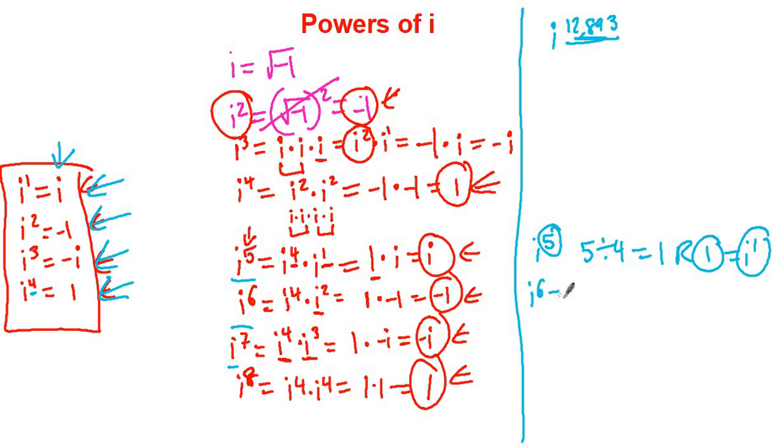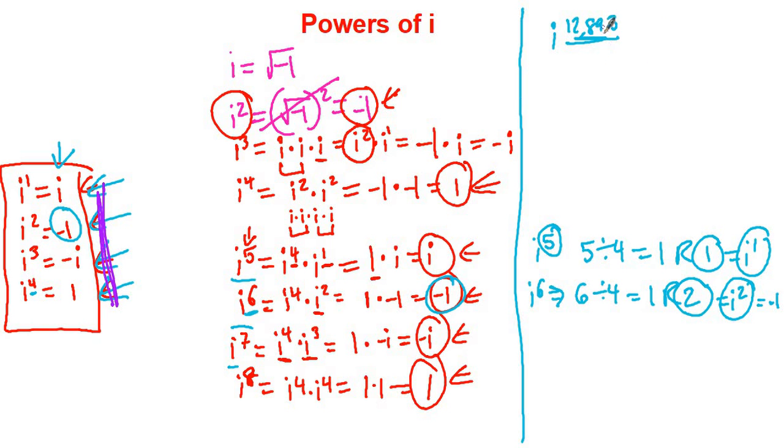Let's try that with 6. If we take 6 and divide it by 4, 4 goes into 6 once, and it leaves us a remainder of 2. So i to the 6 is equal to i to the 2, which is -1. Okay, we have that right here, and we came up with that using the pattern. So the idea is take the exponent, divide it by 4, and whatever the remainder is, it's going to be one of these 4 right here.